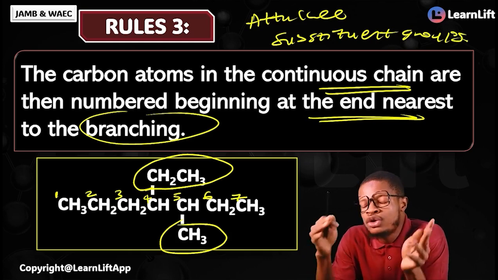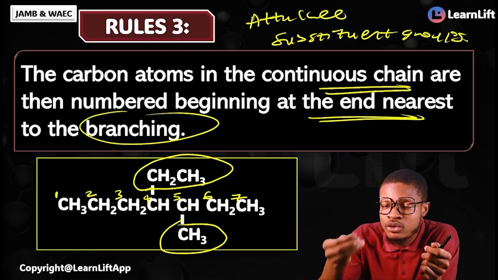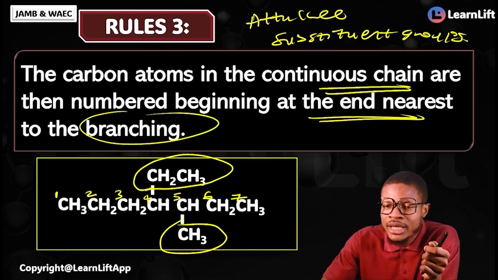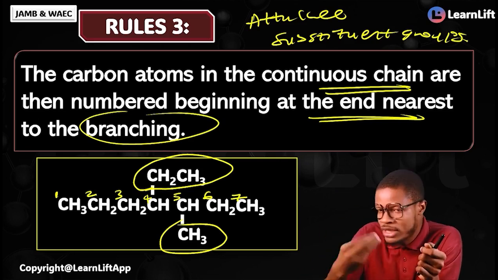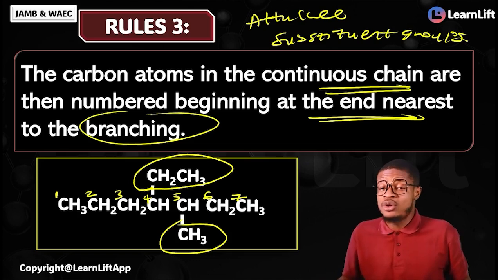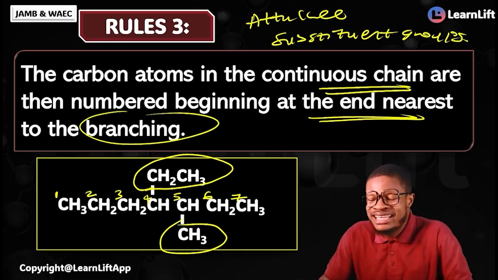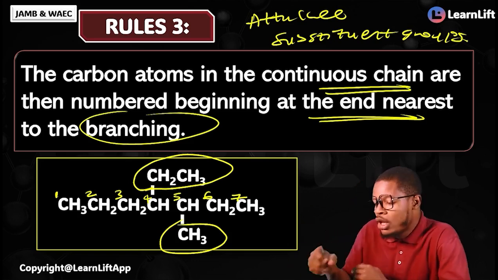What do I do? You number in such a way that you give the least possible value to the substituent group. Say it with me. Number in such a way that you give the least possible value to the substituent group. Give me again. Number in such a way that you give the least possible value to the substituent group.